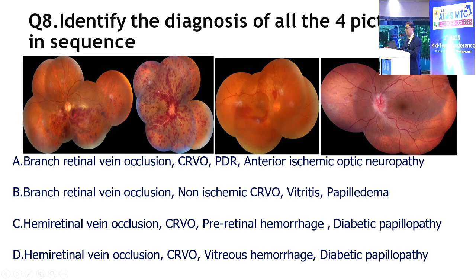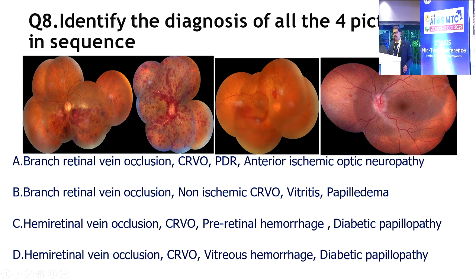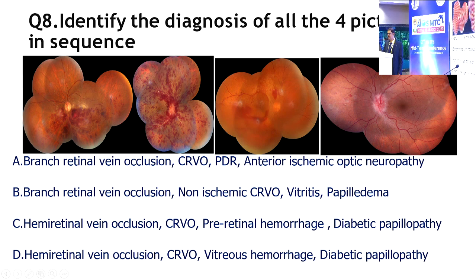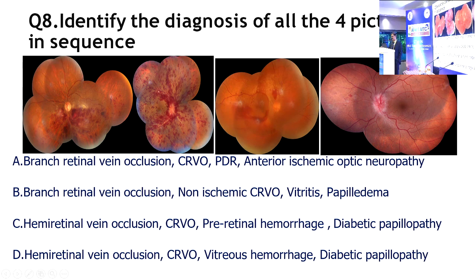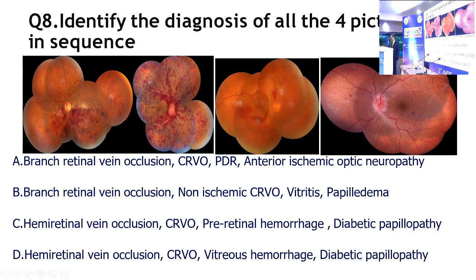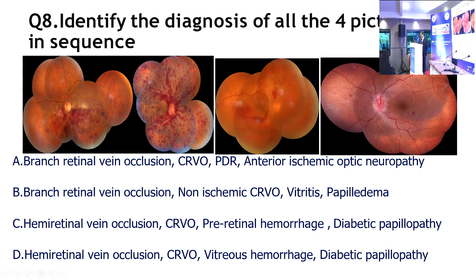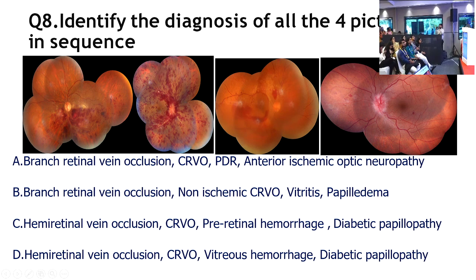So here comes the next question, which is quite lengthy. Identify the diagnosis of all the four pictures in sequence. From right to left, you have to match with the options. Option A: branch retinal vein occlusion, then central retinal vein occlusion, then PDR, then AION. Option B: branch retinal vein occlusion, then non-ischemic CRVO, then vitritis, then papilledema.